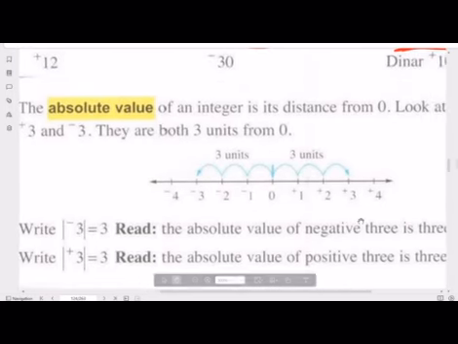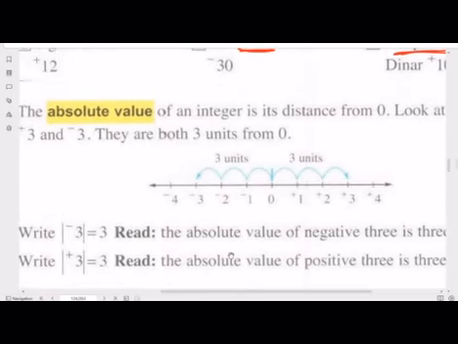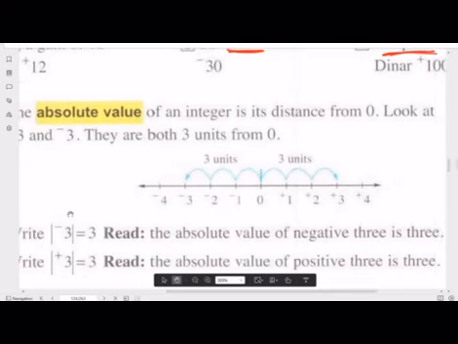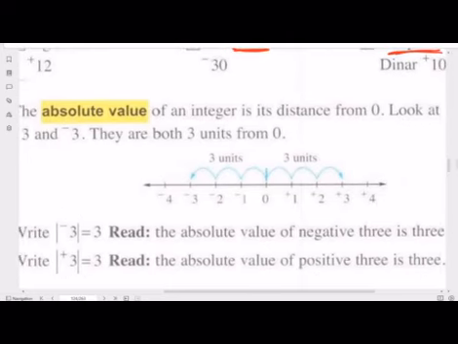And absolute value. This is the definition of the absolute value, okay? What does absolute value mean? The absolute value of an integer is the distance from 0. For example, the opposite of positive 3 is -3, but the absolute value is not like that. It means the distance from that number to 0. How many units is positive 3 away from 0? If the question says, what is the absolute value of positive 3?